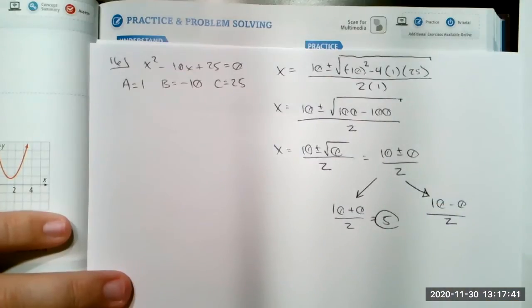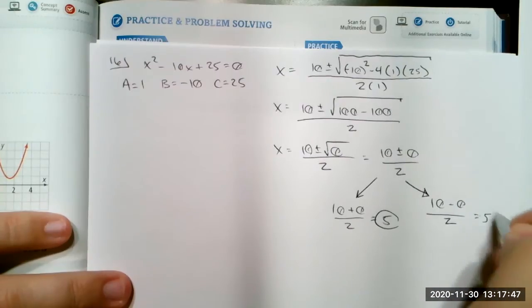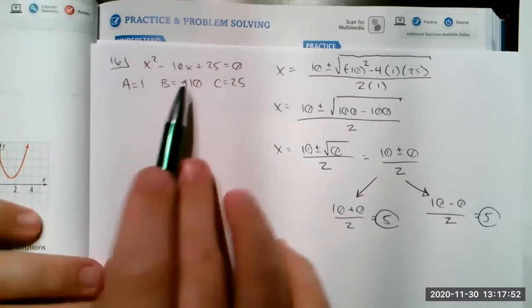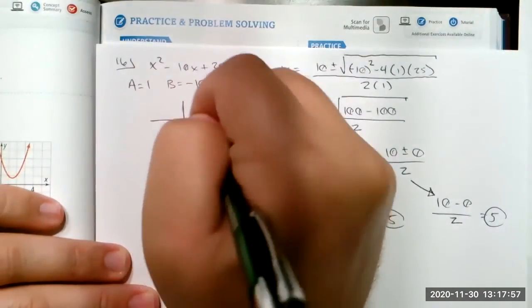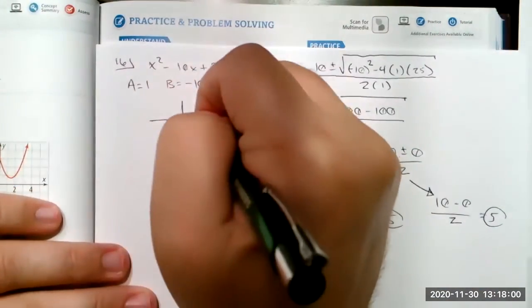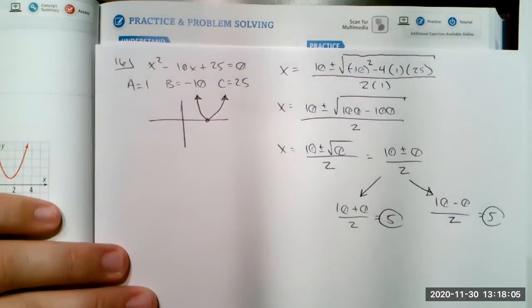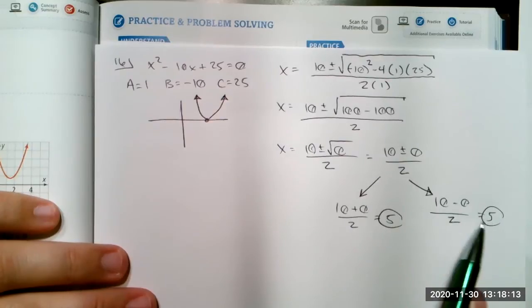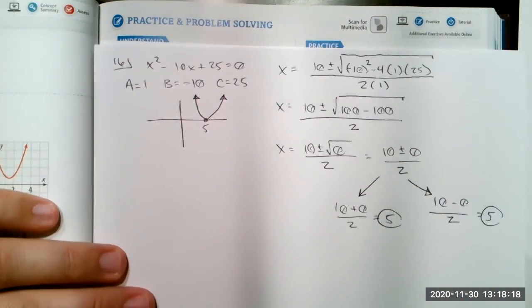So there's one of my x-intercepts. 10 minus 0 is 10. 10 divided by 2 is also 5. So in this case, this quadratic here, if you went to graph it, would have an x-intercept at 5. It's a positive parabola, so just that vertex would be at x equals 5. So it would look something like that if you went to graph it. Only one x-intercept, right? We did two different calculations, but both end up being the same. They're both positive 5, so that x-intercept is at positive 5, and there's only one x-intercept.